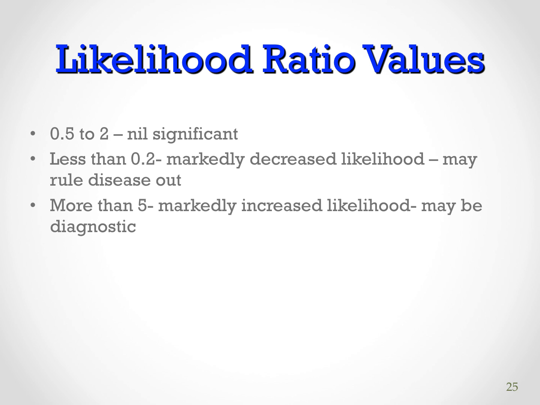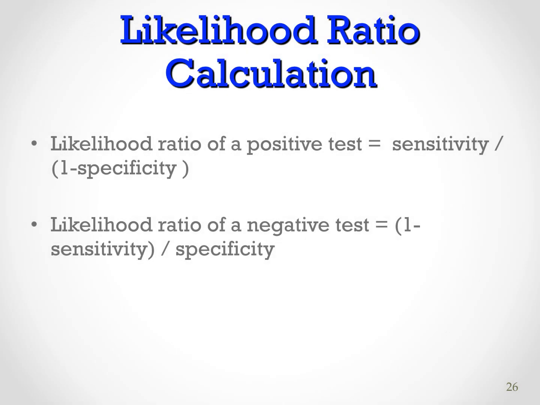As you can see over here, from 0.5 to 2, a likelihood ratio basically doesn't show anything significant. If it's less than 0.2, it really markedly decreases the likelihood of your patient actually having that disease, so it could rule the disease out. And if it's more than 5, it markedly increases the likelihood, and it could actually end up being diagnostic. Here is a summary of the mathematics involved in calculating the likelihood ratio of the positive and negative tests.